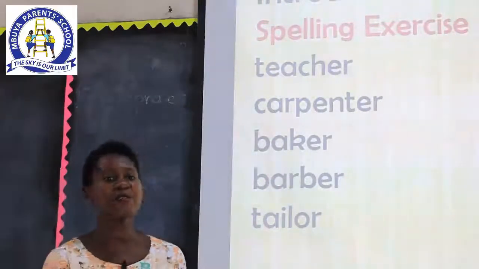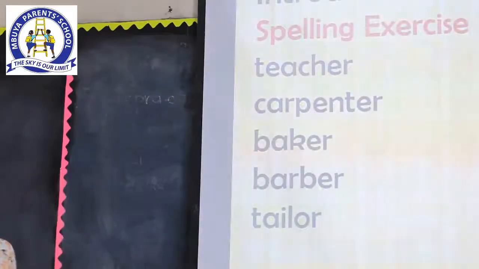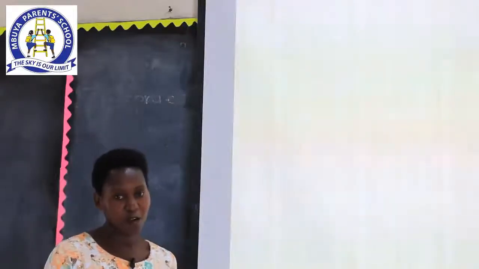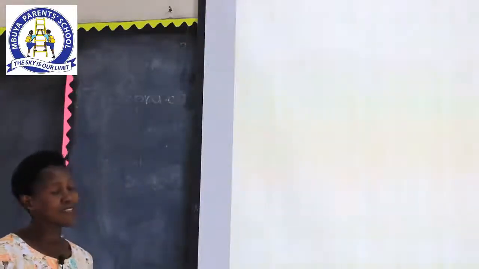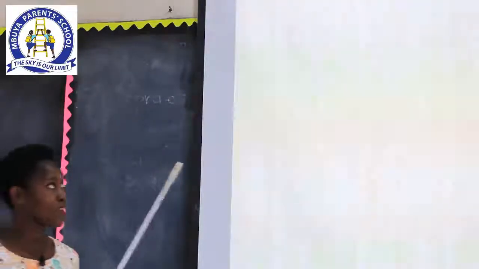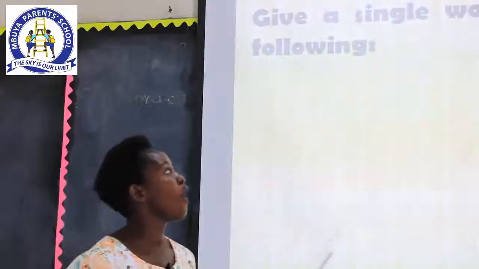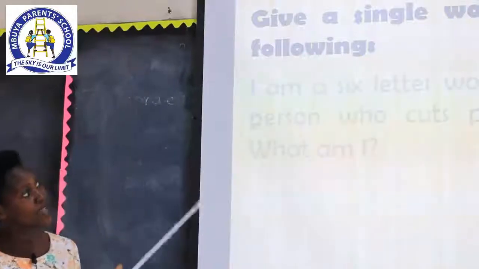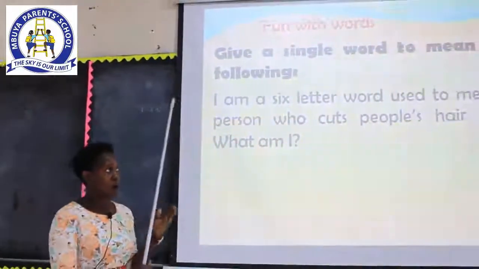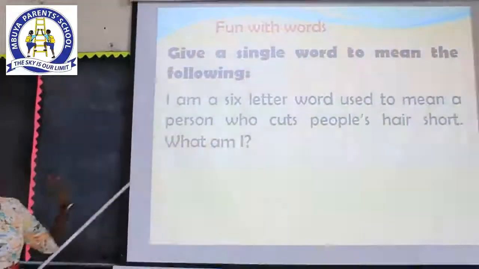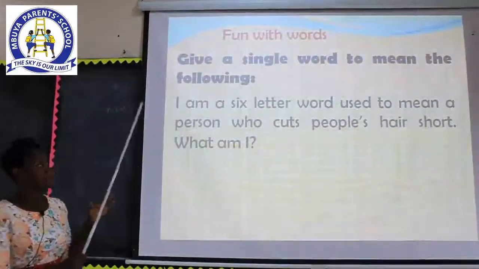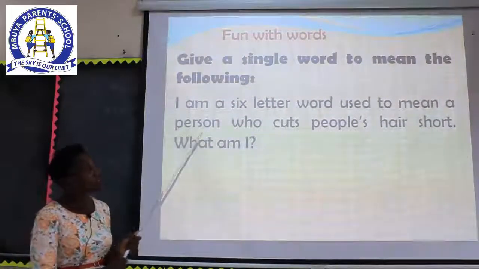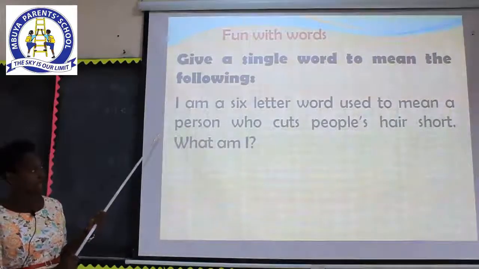Now let us have fun with our words related to occupations. Are we there? Are you ready? All right. For example, let us look at the first one. We are going to give a single word to mean the statement here on the blackboard. For example, I am a 6-letter word used to mean a person who cuts people's hair short.